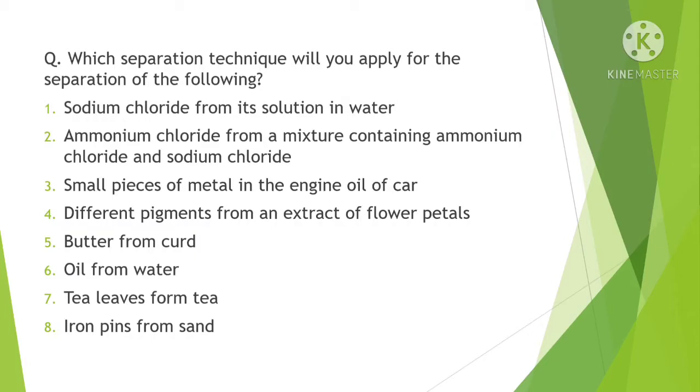Now the next is butter from curd. The butter from curd can be separated by the method of centrifugation. We can put the curd in the centrifuge tube, and then we will switch on the centrifuge machine. The machine will rotate the curd at a very fast speed. So butter being heavier, it will get separated from the curd. So the method is centrifugation.